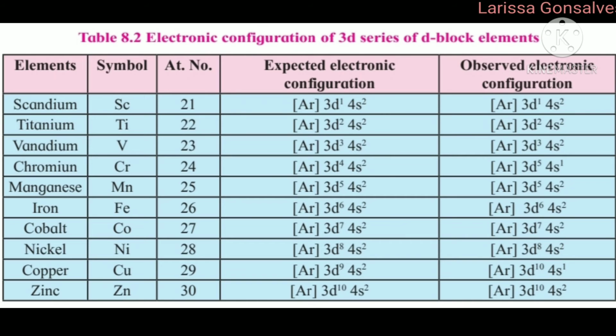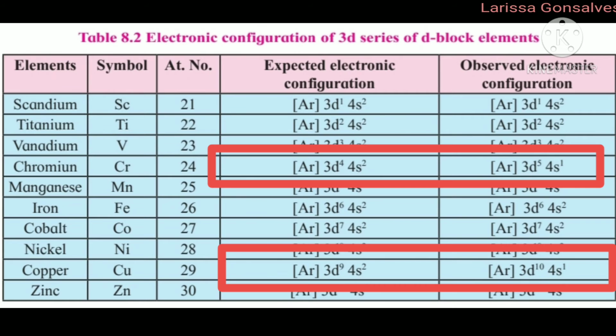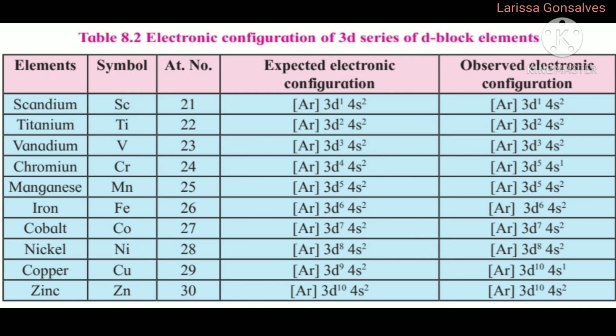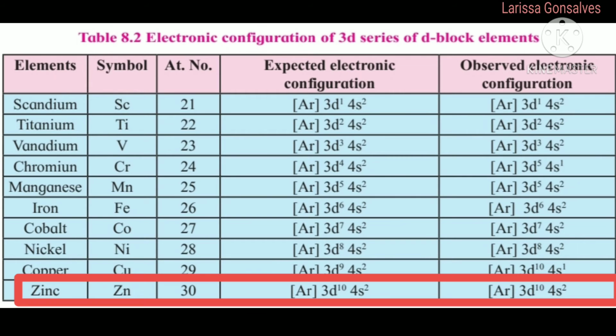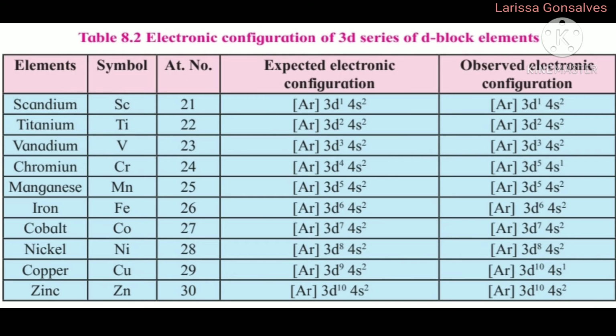In the observed electronic configuration, you will observe there is transfer of electrons from the s orbital to the d orbital so that it becomes stable. We know that half filled and completely filled are stable. Zinc has an atomic number of 30 and the electronic configuration is 3d10 4s2. So when having an oxidation state of +2, the electrons in the s orbital will be removed. Hence, we will get the electronic configuration as 3d10, which means it is still stable. That is why zinc is not considered as a transition element.